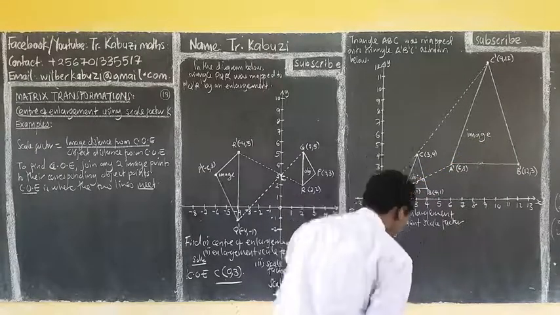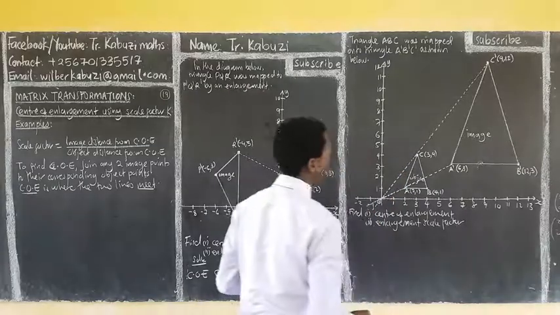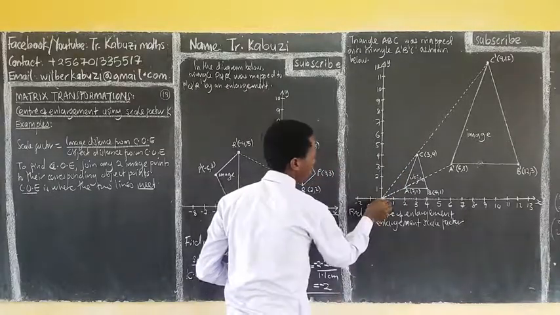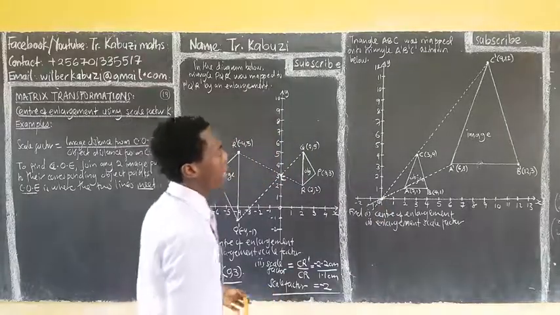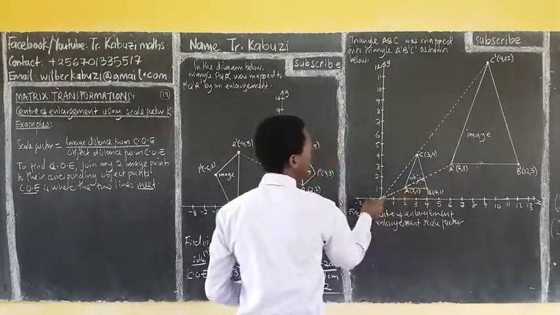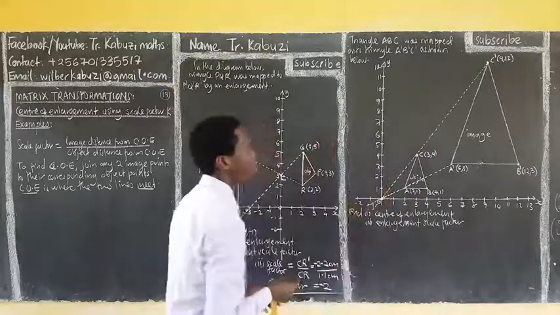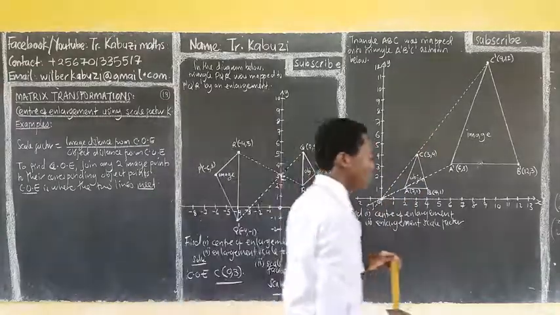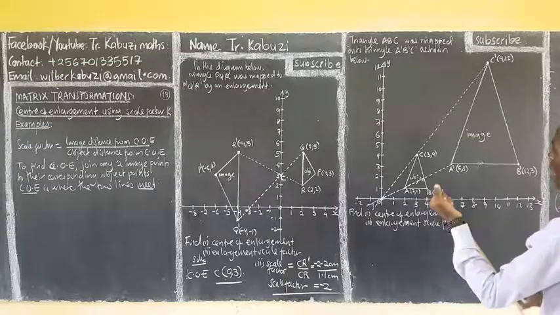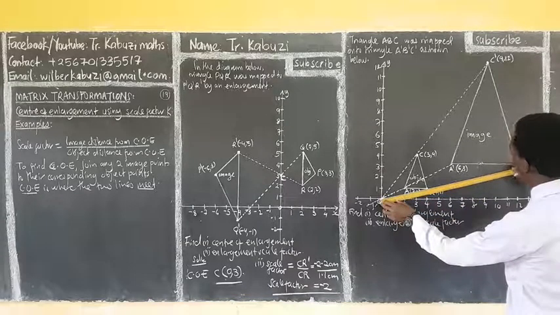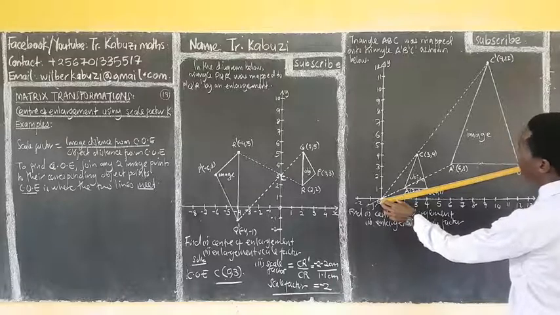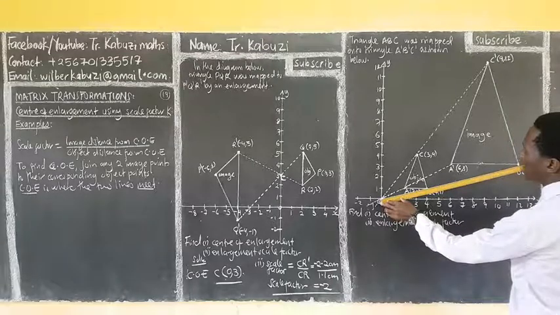So that's what I have. Now you see they are meeting here. So that means that our center of enlargement is there. You see that? This and this, they are meeting here. So where they meet, or you can go on even to join the third. If you want to join the third, you see that when you join it, it's also going to be there like this. But you don't need that.